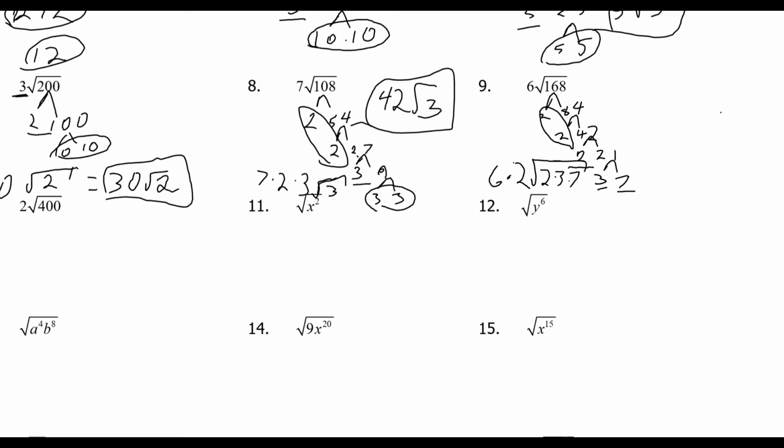Okay, so whenever I do that, that's going to be 6 times 2, which is 12. And then 2 times 3 is 6. 6 times 7 is 42.